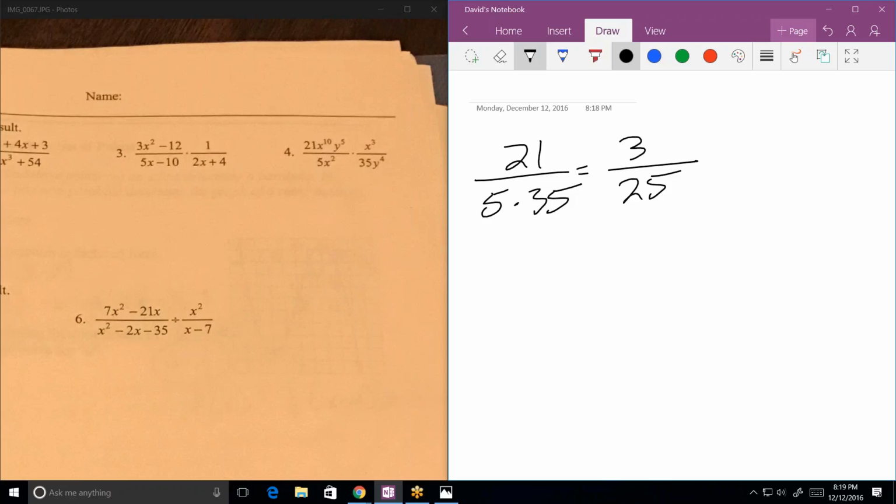Now let's do the x's. I would say combine all your x's in the numerator, combine them all in the denominator, and then divide them. What do you end up with? What do you get in the numerator?